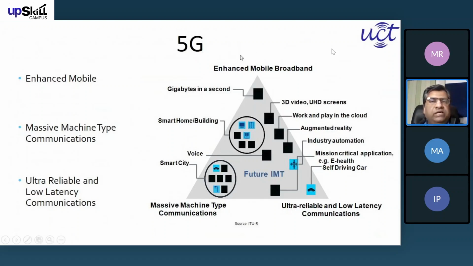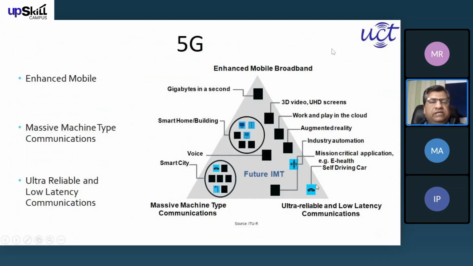It has high mobile broadband connection, with a high data rate that it can achieve, up to 10 Gbps. You can get this data rate in the coming time. And this is the natural progression from legacy networks like 4G, and we have moved to 5G. These two dimensions that we are seeing at the bottom line are massive machine type communication and ultra reliable low latency communication.